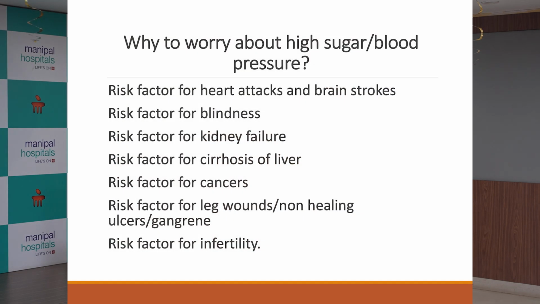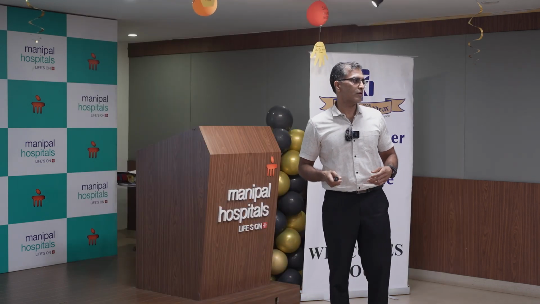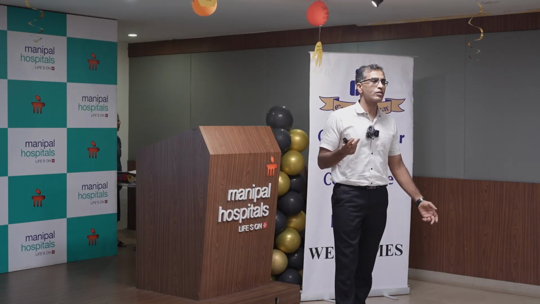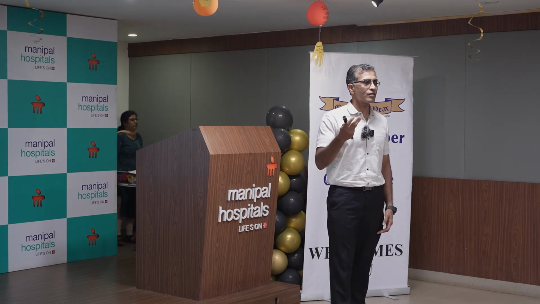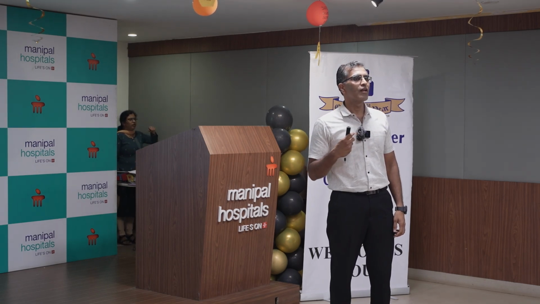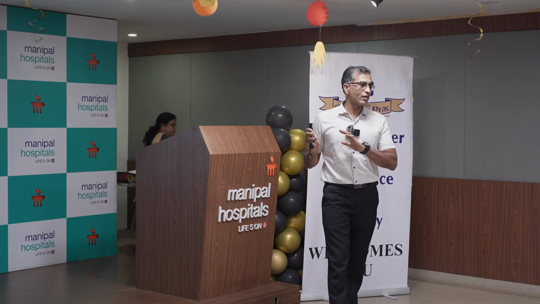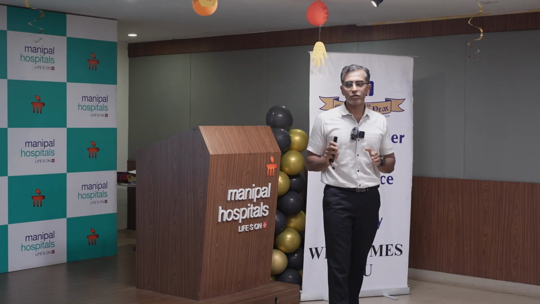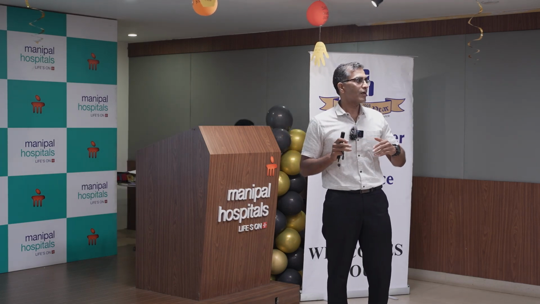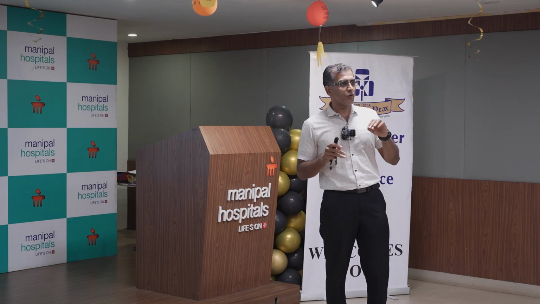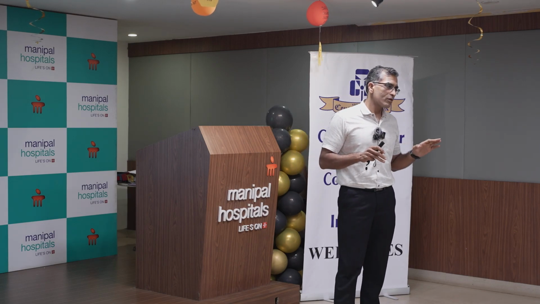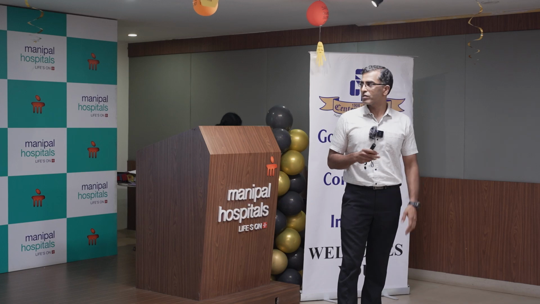Basically, why do we worry about high blood sugar or high BP? Suppose the sugar remains 300 or BP remains 200 by 100. What does it do? Anybody? It affects the heart and all. Yes, as you said correctly, they are silent killers. You are not going to get symptoms of diabetes or blood pressure itself unless it is too high, but it is going to keep on damaging multiple organs in the body continuously over years.